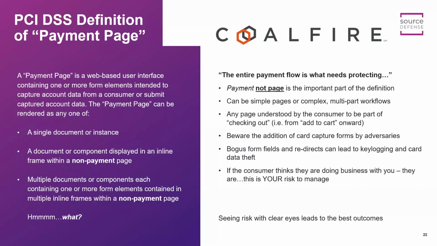It's a little bit head scratching, but basically, Coalfire is saying the entire payment flow is what needs protecting. So payment, not page, is the most important part of the definition. Okay, it can be a simple page, or it can be complex, multi-part workflows. Right, add to cart, and so they're basically saying any page understood by the consumer to be part of checking out, add to cart onward, really should be in scope. So it's about the payment flow. So when a product gets added to cart and from that point forward, you really need to be looking at what's going on in those pages, and you really need to have controls in place to protect the script that's running on those pages.